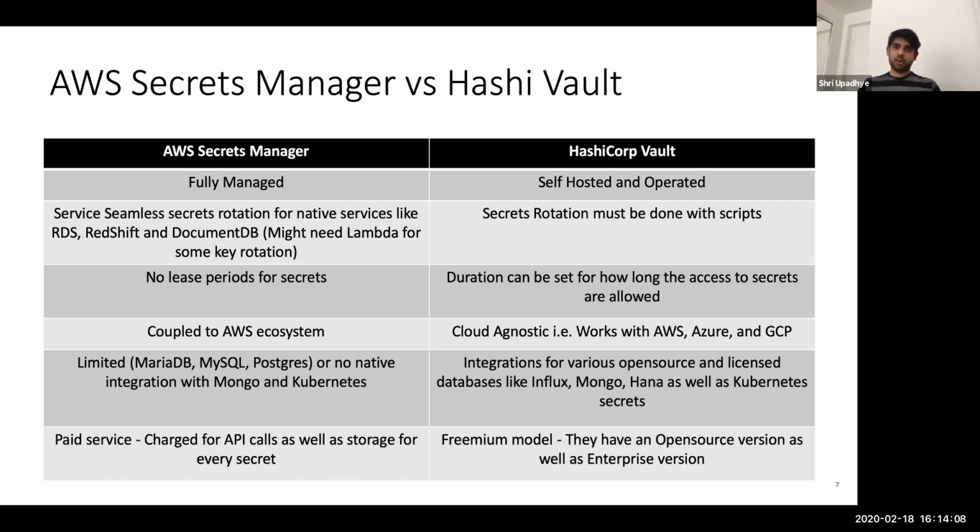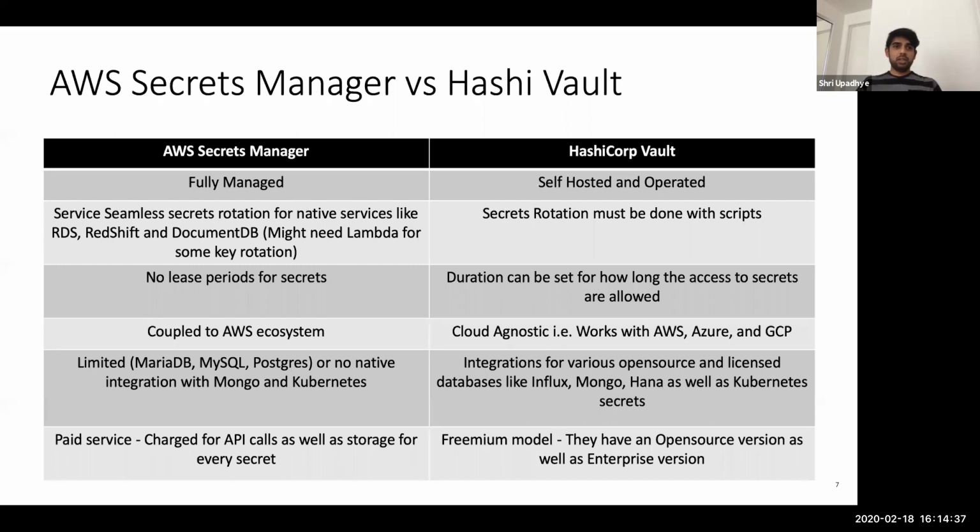And finally, the cost. AWS Secrets Manager is offered only as a paid service. AWS charges you for the API calls as well as storage of every single secret, whereas Vault offers a freemium model where they have an open source version which has a lot of features, as well as an enterprise version. If you're looking into more governance and features like that, you can look at the enterprise version.